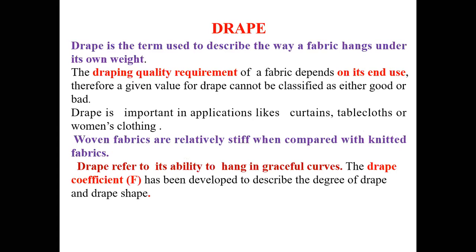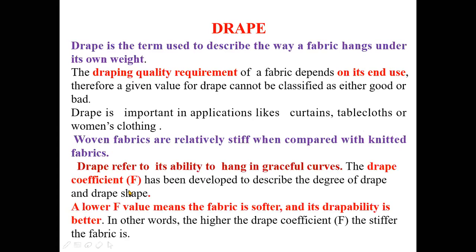Now, drape is quantitatively measured in terms of drape coefficient, and a lower value means the fabric is softer and its drapeability is better. In other words, a higher drape coefficient means a stiffer fabric. What I mean to say here is stiffness and drape, these two are very much interrelated. If the drape coefficient is high, you can say the fabric is stiffer. On the other hand, if the drape coefficient is low, the stiffness is also less.